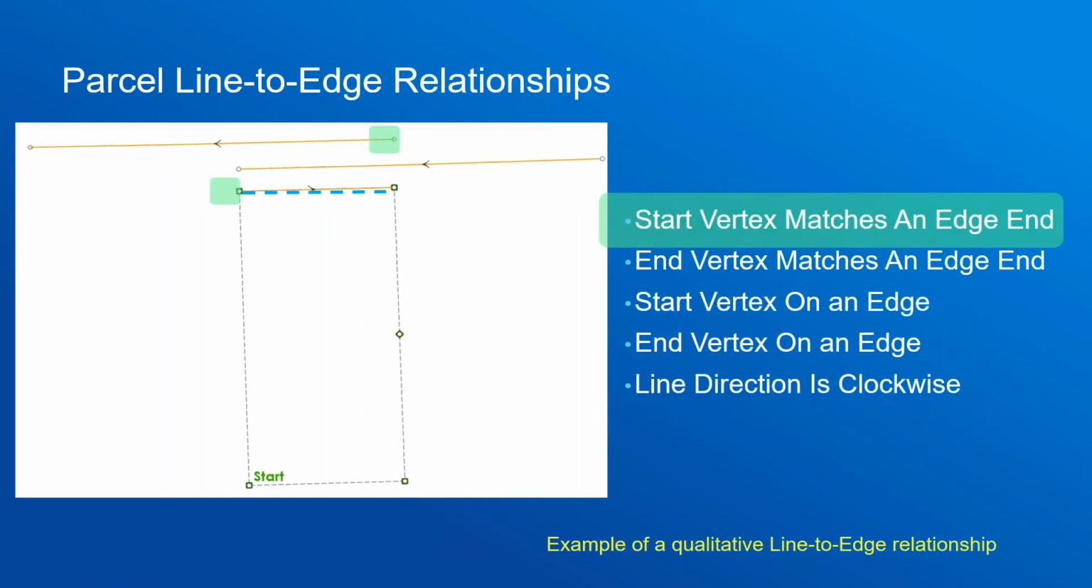So here's an example of the qualitative line to edge relationship. So we can see for the blue dashed line, which is the edge, the start vertex of the boundary line feature matches an edge end. You can see that's highlighted with green. And also for this line over here, we can see that it also has a start vertex that matches an edge at the end of the edge.